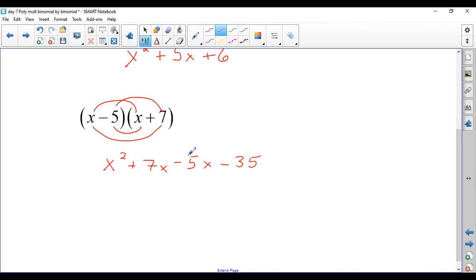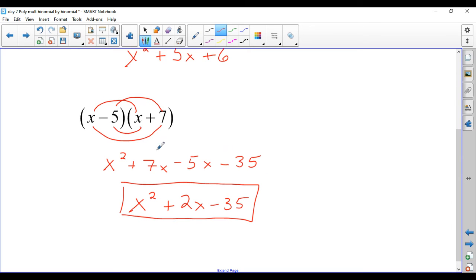There's my 4 terms. X squared doesn't combine with anything. I have positive 7x and minus 5x. 7 minus 5 is 2x, and then minus 35. And here's my final answer. So if I was using the FOIL method, I would show the 4 terms that I got and then combine my like terms, and this would be my work.